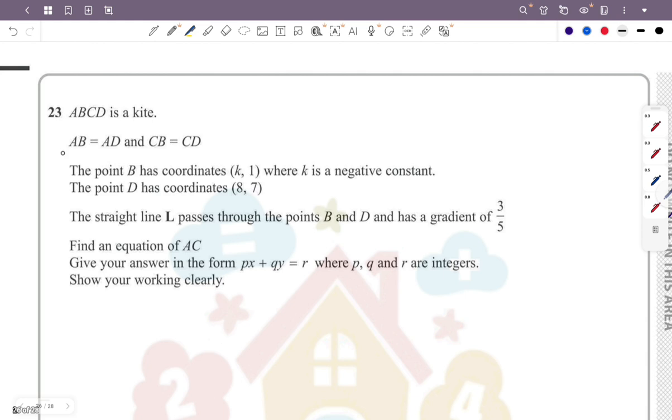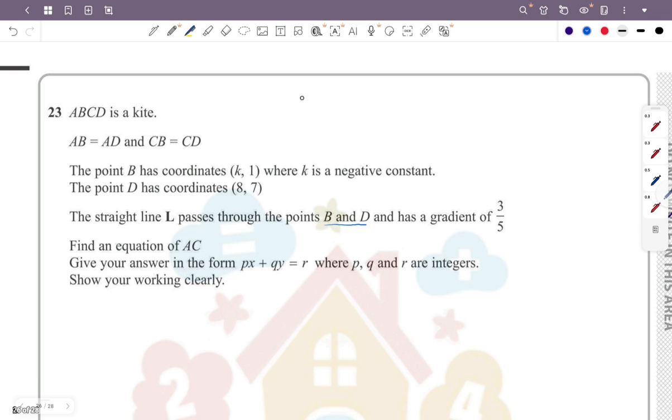ABC is a kite. AB equals AD and CD equals BC. The point B has coordinates (k, 1), where k is a negative constant, and the point D has coordinates (8, 7). The straight line L passes through the points B and D and has a gradient of 3 over 5. Find an equation of AC.